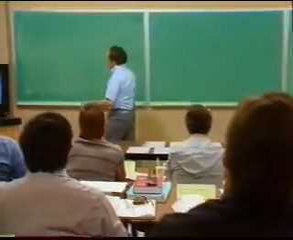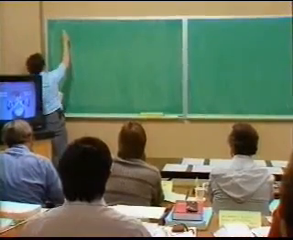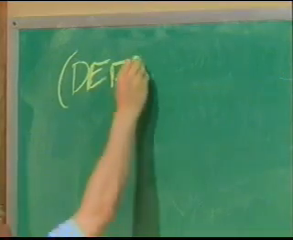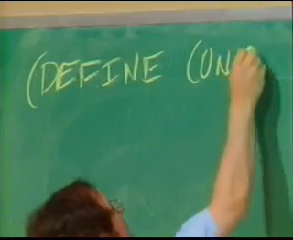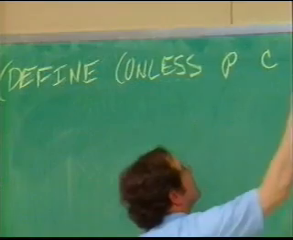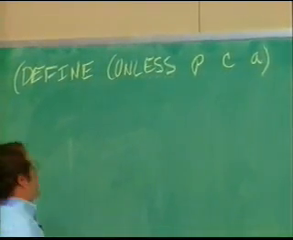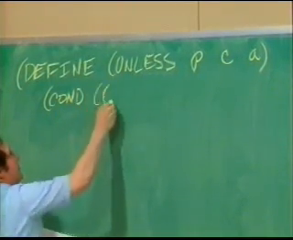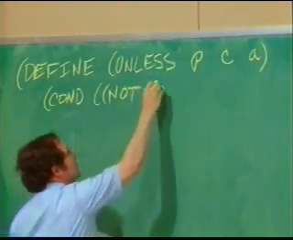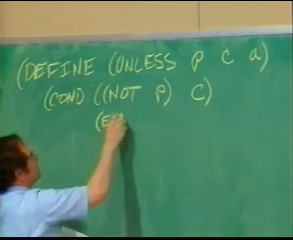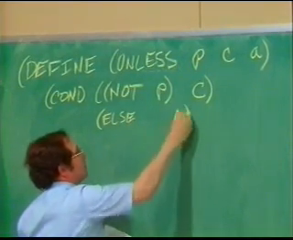So, for example, supposing I wish to be able to define something like the reverse of if, in terms of if. Call it unless. Unless of a predicate, a consequent, and an alternative. And what I'd like to be able to do is say, or I'll do it in terms of cond: cond, if not the predicate, then take the consequent. Otherwise, take the alternative.